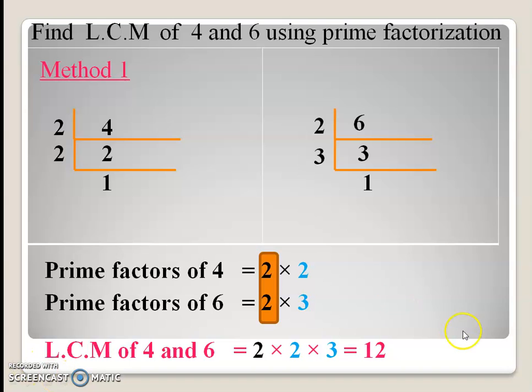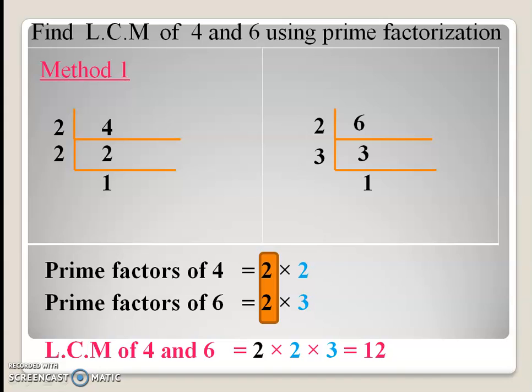Now students, please pay attention over here. The highlighted number, the common number, we will write only once. Okay, the highlighted number we will write once, and the remaining numbers are different, so we take both the numbers. This black 2 is the highlighted common number, which we have written once, and 2 and 3 are the remaining numbers. While we find LCM, we have to write the remaining numbers as well. So 2 2s are 4, 4 times 3 gives you 12. So the LCM of 4 and 6 is 12.